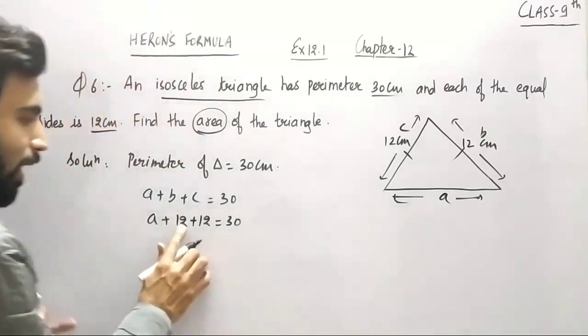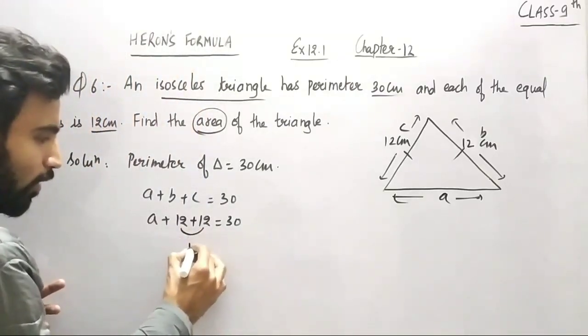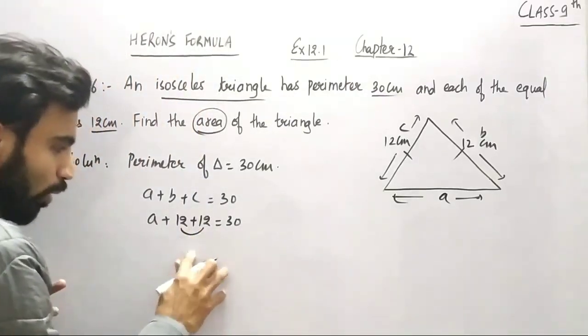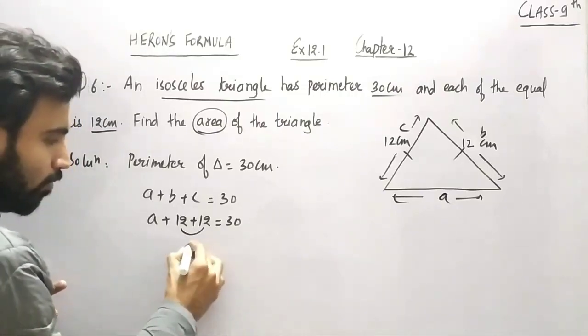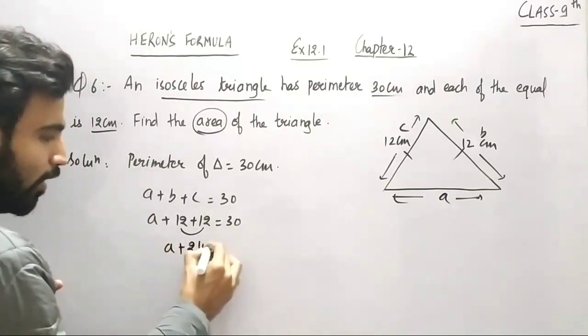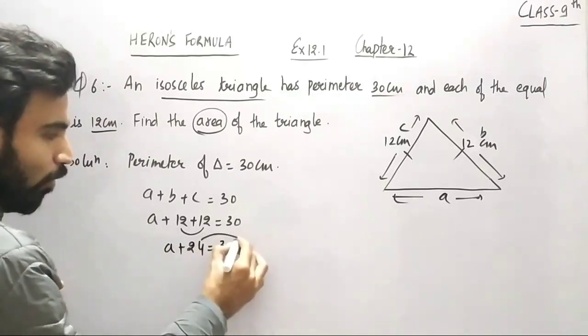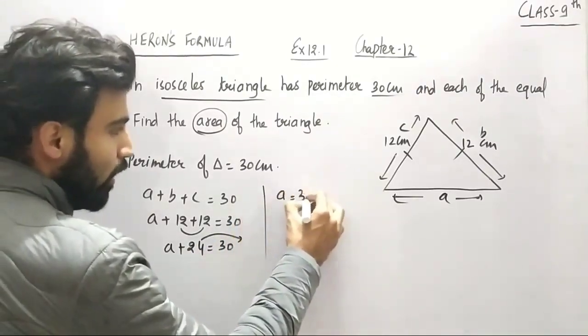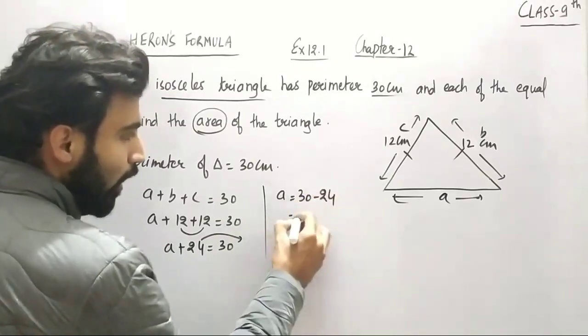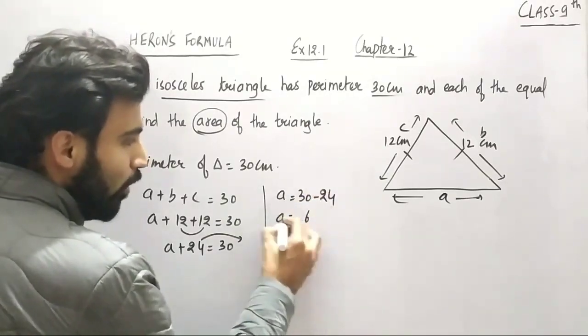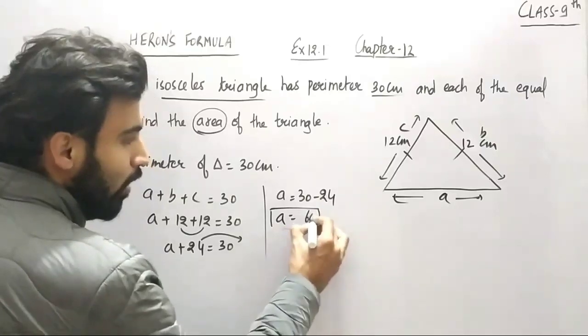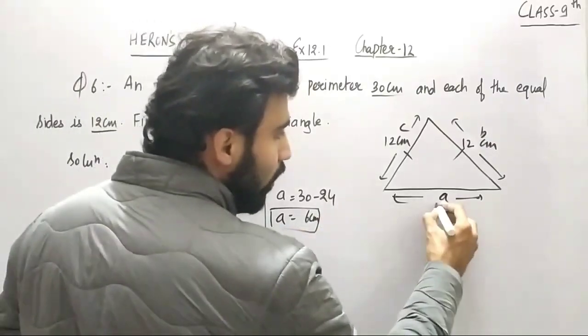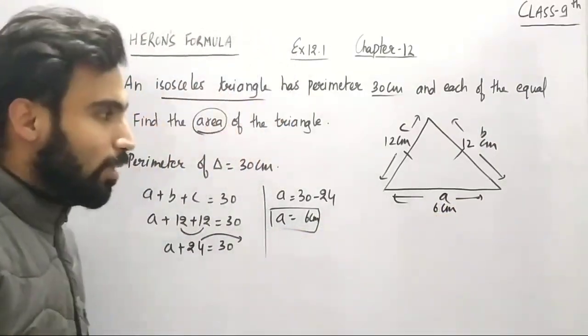Now what you have to do is simply add them. So 12 plus 12, you can see that will be 24, right? Plus A equal to 30. Now ये 24 उधर जाके क्या हो जाएगा, minus का, right? So here you can see A is equal to 30 minus 24, right? So यहाँ पे अगर मैं इसको minus करता हूँ, that will give you 6. So this is going to be the third side of the triangle, that is 6 centimeter, right?